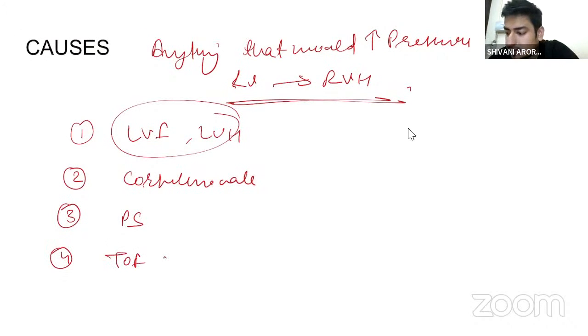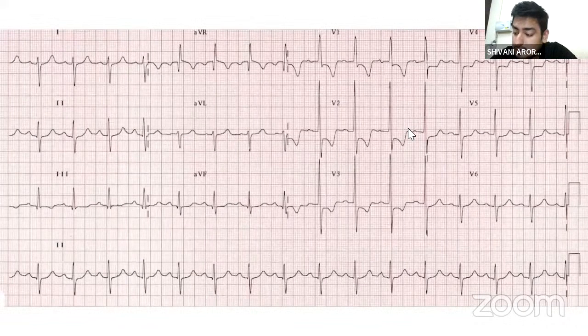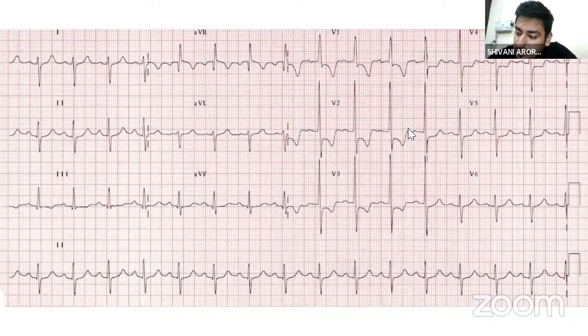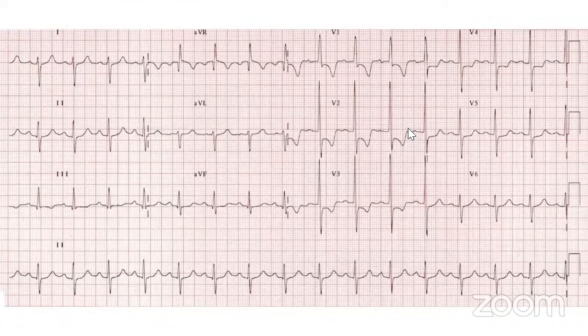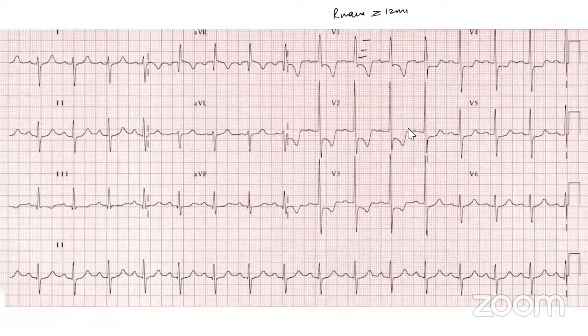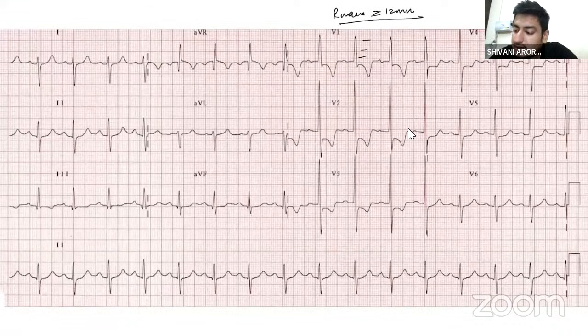Now we can have a look at this ECG. In this ECG, you can see that this is lead V1 and this is lead V2. So in lead V1, you can see that R wave is approximately 12 mm. Okay, so in the criteria, we know that R wave in lead V1 should be more than or equal to 7 mm. So it is satisfying this criteria.